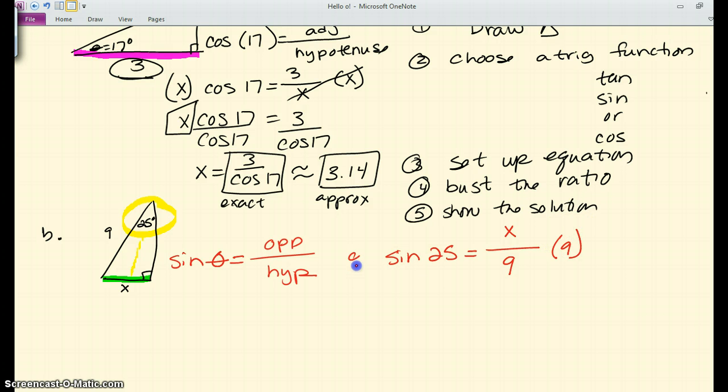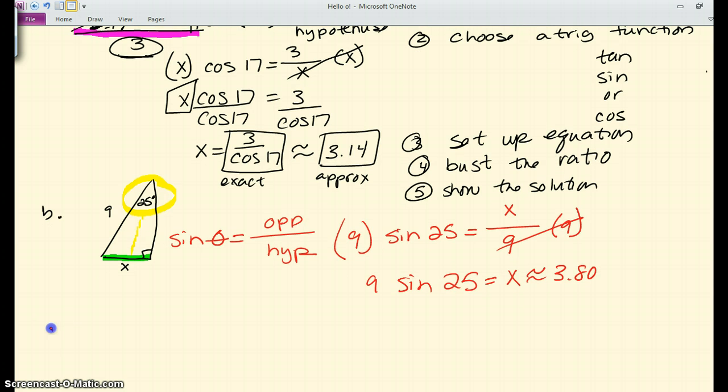I must clear the denominator of this ratio, and 9 sine 25 is a calculation that my calculator can handle. So I have a side length that's approximately 3.80. So each of these steps is important.